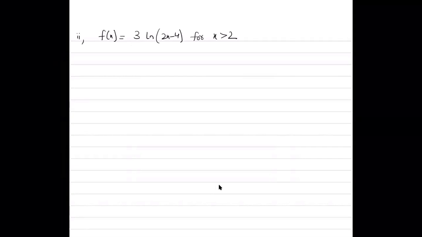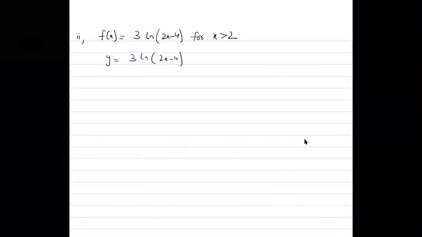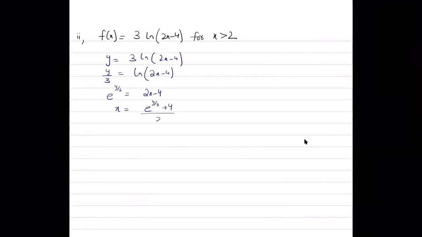Is it e to the power x upon 3 plus 4 upon 2? Yeah, I think that's right. So y is equal to 3 ln(2x minus 4). This is going to be y upon 3. e raised to the power of y upon 3 is going to be 2x minus 4. So x is going to be e to the power of y upon 3 plus 4, over 2.